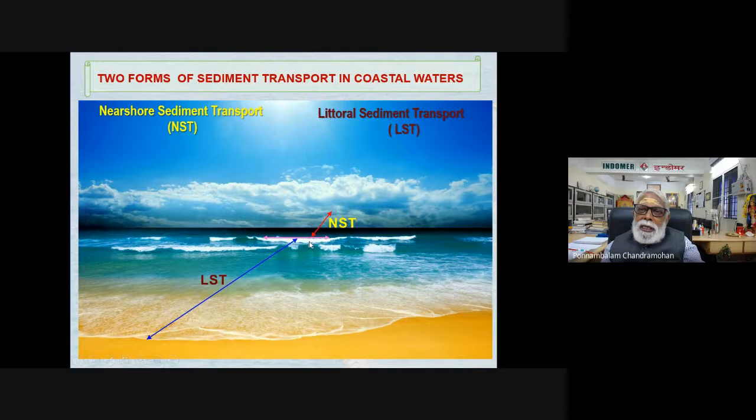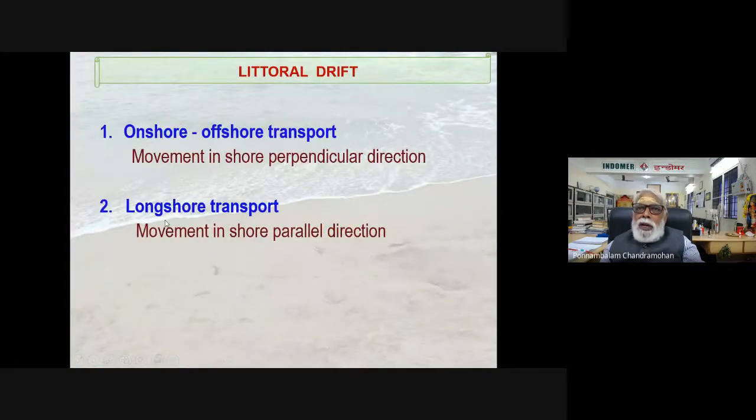Once the wave breaks, it stirs up the sediment deposited in the near shore and keeps it in suspension, and it moves either parallel to the coast or onshore and offshore. That is called littoral drift, or littoral sediment transport. So the movement of sediment from where the wave breaks till the waterline is called the littoral drift. Littoral drift has longshore drift, which moves parallel to the coast, and another one, onshore-offshore transport, which moves perpendicular to the coast. I will be mostly concentrating on the longshore drift, because that is where the maximum volume of sediment moves, in the breaker zone.